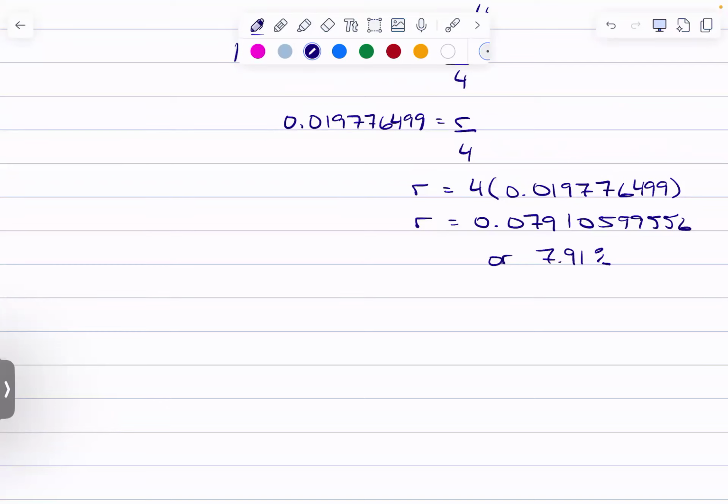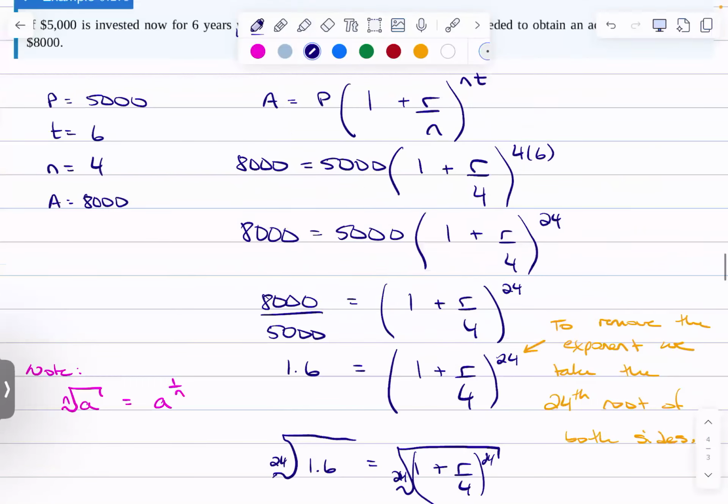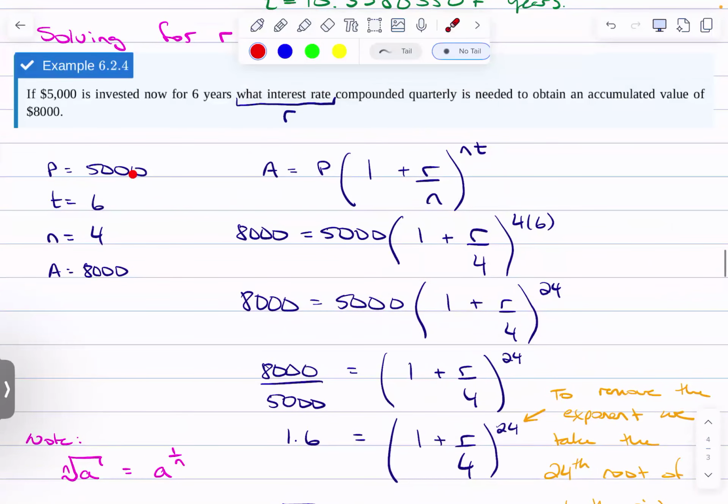Compounded quarterly, every quarter you only get a quarter of 7.91%. But that's what it's going to take to have 5,000 grow to 8,000 in 6 years. Nice.